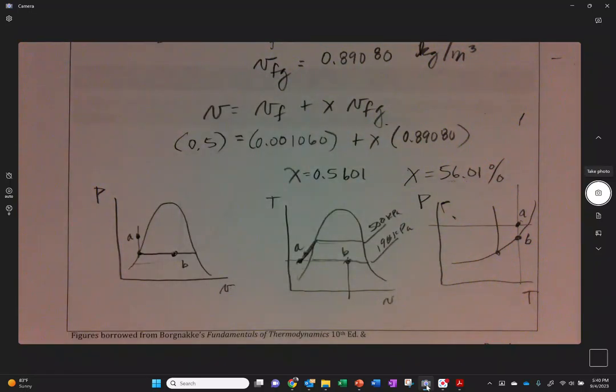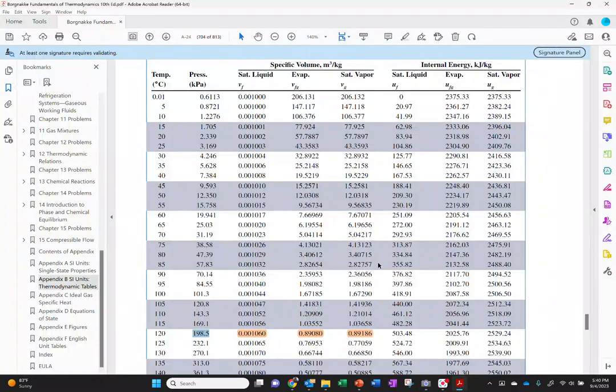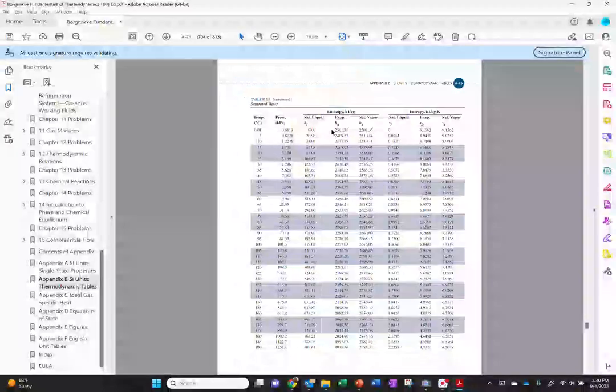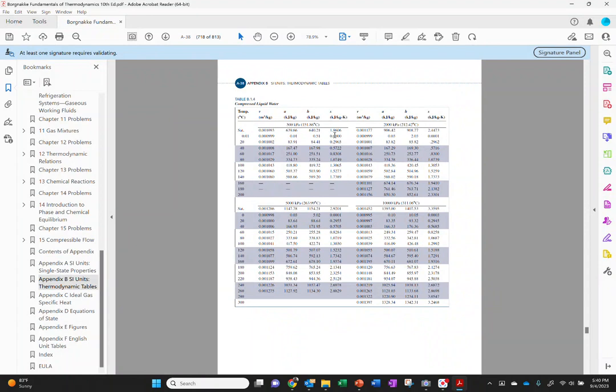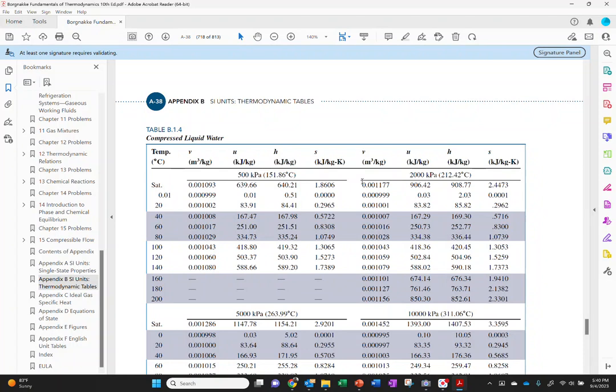I'm going to go back to table 1.4 and check that out. This is for a compressed liquid, and we are at 120 degrees and 500 kPa. Can we find that? Here's 500 kPa. There you go, right in there. You could find the specific volume of this liquid, 0.00106, right? So that's a kind of means of comparison. I don't know if that does us a lot of good, but we could find it in here at least.